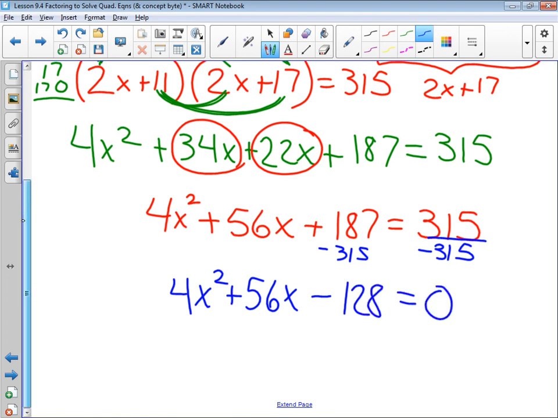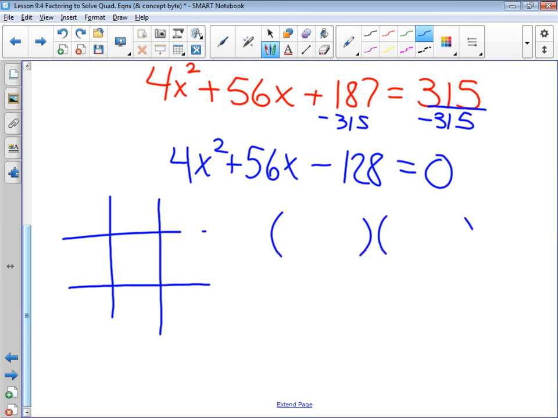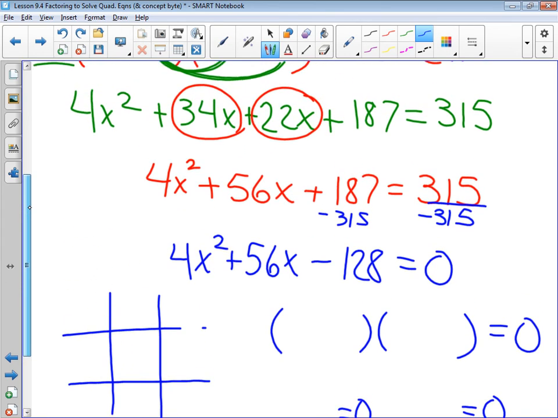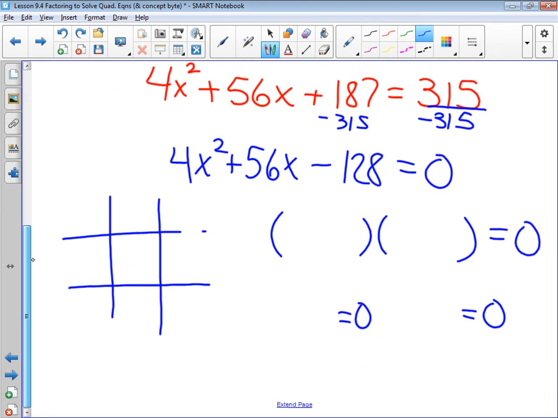And now you have a quadratic equation equal to 0 that you can factor so that you end up with two binomials set equal to 0, and then you can take each piece and set it equal to 0. Same steps as before, but like I said, it's just a little bit longer. We had to go through all of this multiplication, adding like terms, subtracting 315 from both sides. So let's go ahead and factor this equation.